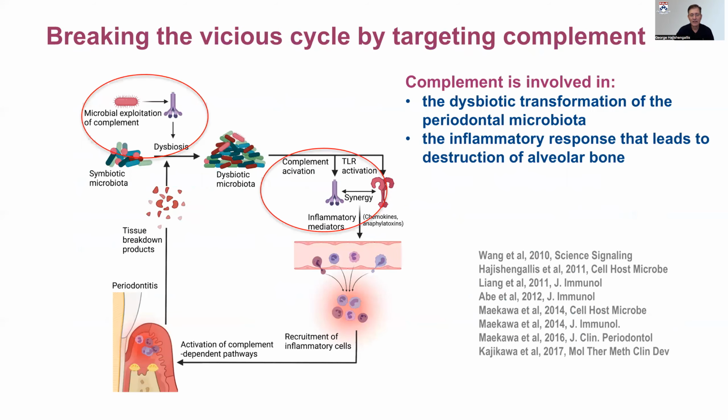This is another schematic that shows the vicious cycle that connects the dysbiosis of the microbiota and inflammation that leads to periodontal disease. And in a series of articles that we published in collaboration with John Lambris' group, we have shown that complement activation is involved both in the dysbiotic transformation of the microbiota, but also in the destructive inflammation that leads to inflammatory bone loss in periodontitis.